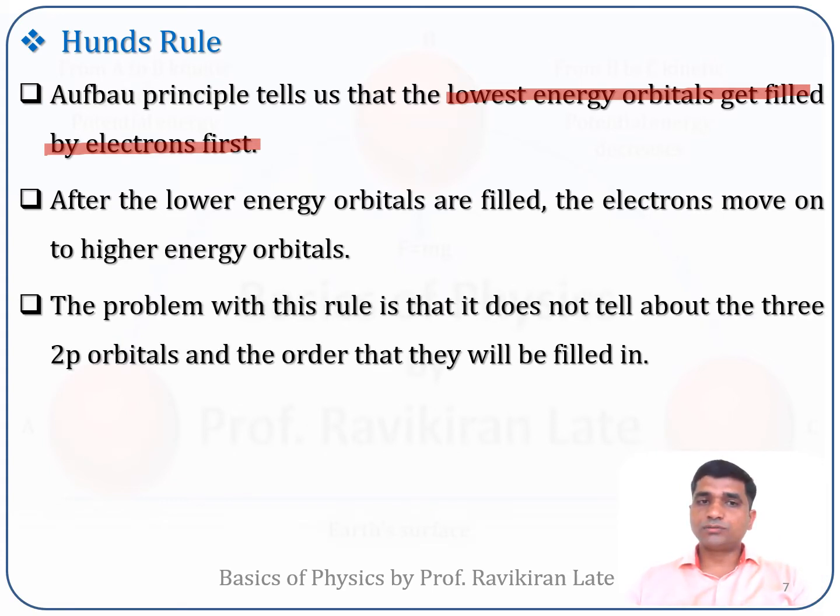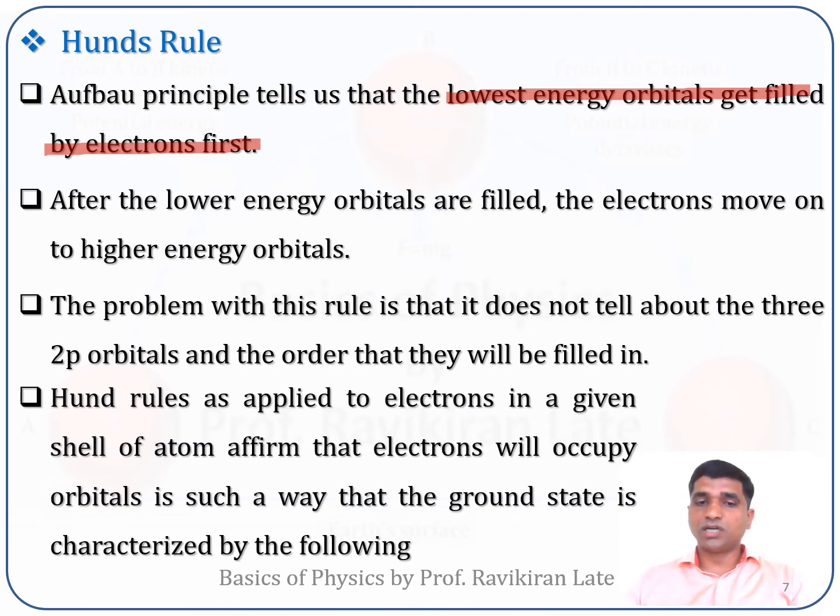The problem with this Aufbau principle is that it does not tell in which p orbital, because we have seen that for a p orbital there are three suborbitals, for example px, py and pz. Or in the d orbital you have 5 suborbitals, that is dxy, dyz, dxz, then dx square minus y square and dz square. The Aufbau principle does not tell us in which orbital the incoming electron will go. Now we have to decide how this electron goes in.